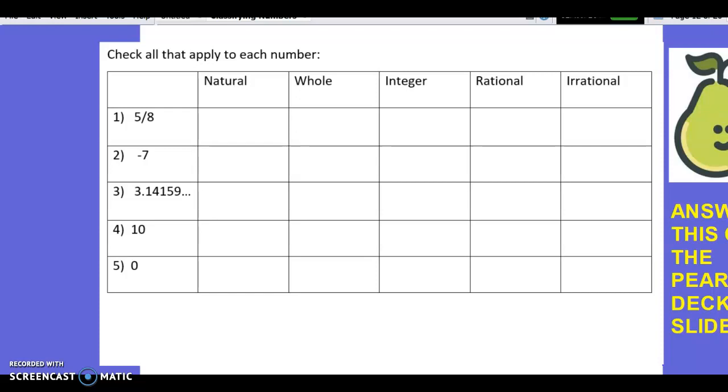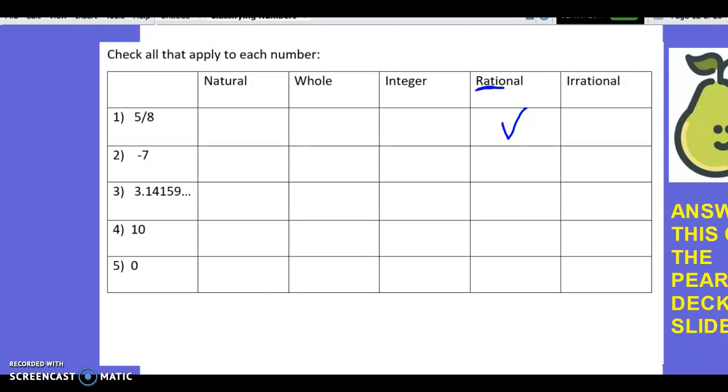Let's start with number 1, 5/8. Is that a natural number? When you were little, did you say 5/8 when you were counting when you were 3 years old? No, you didn't do that. 5/8 is not a natural number. Natural numbers start with 1, and they're just your counting numbers. Whole numbers are those natural numbers plus 0, so it's not that. Integers are all those plus their negatives. It's not that. But 5/8, because it is a fraction, can be made into a ratio, so it is a rational number.